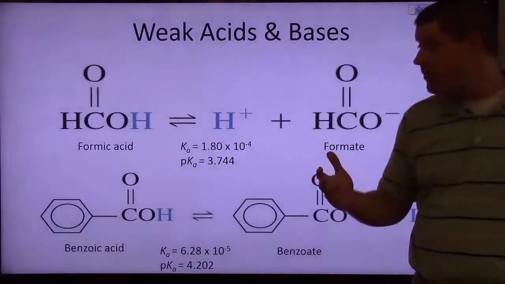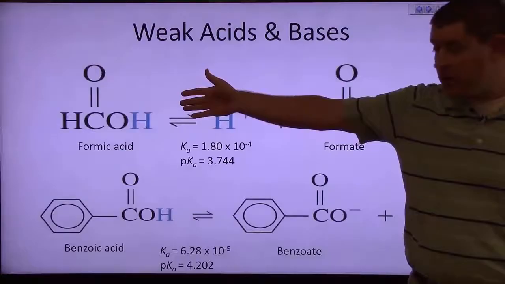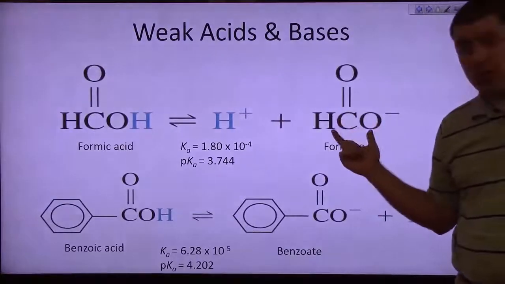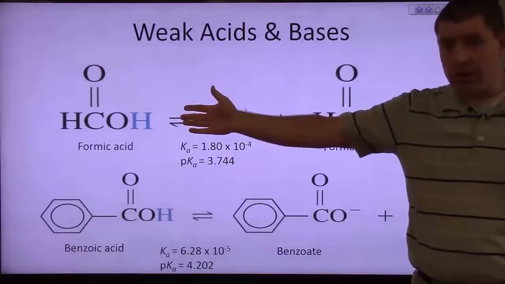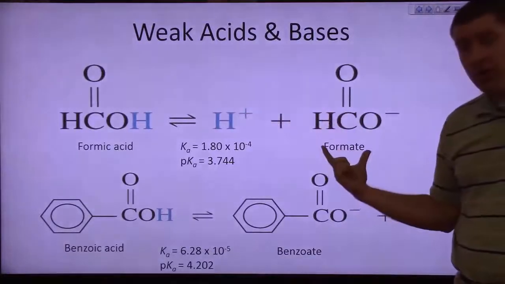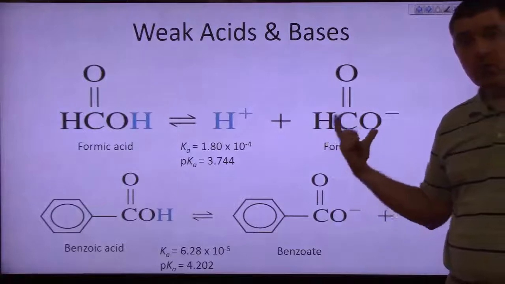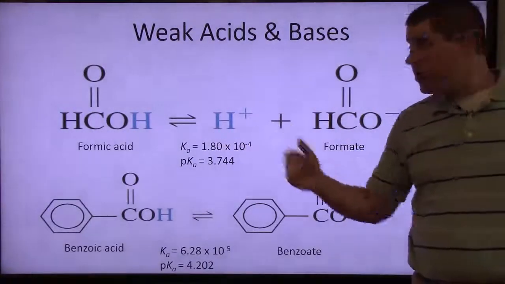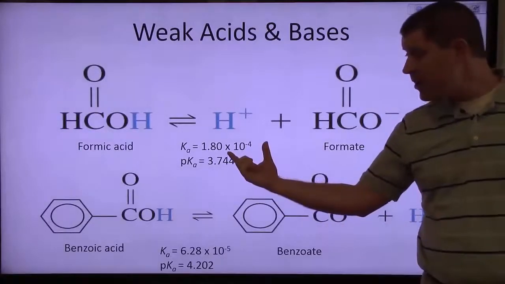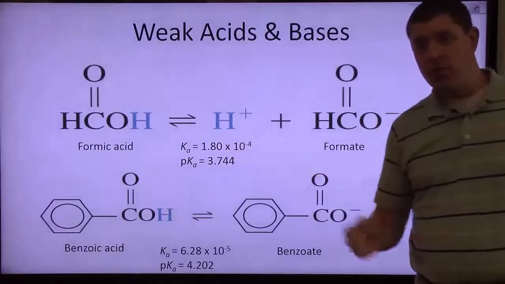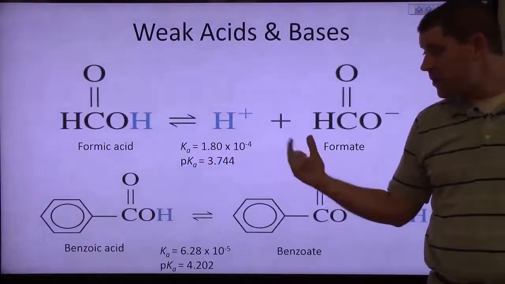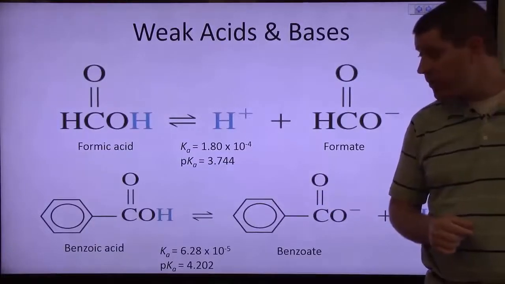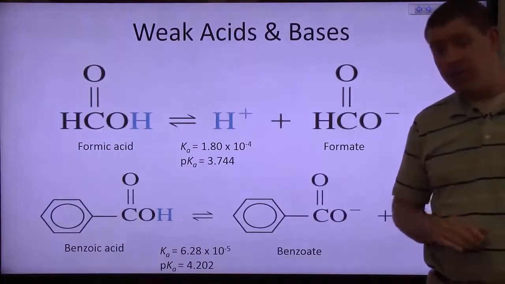So let's look at a couple of examples. We've got formic acid. It will dissociate into formate. So the acid is formic acid. Its conjugate base is the formate ion. Formate is a base. It's a weak base. Its conjugate weak acid is formic acid. Now the Ka here is the Ka for formic acid, which in this case is 1.8 times 10 to the minus 4, which gives us a pKa of 3.744.